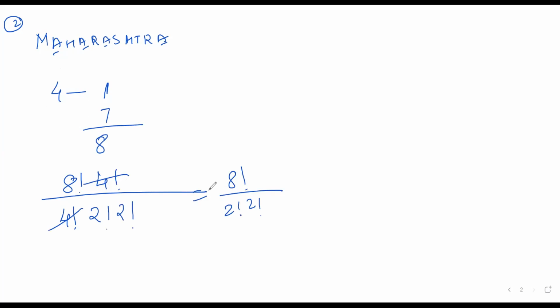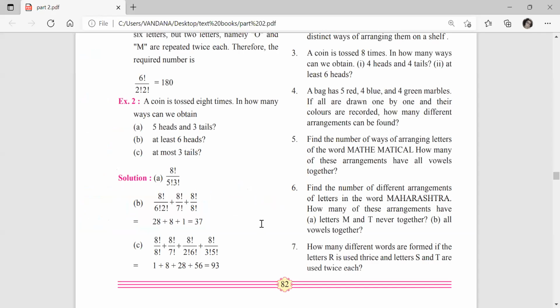See, all other conditions are same, always together, never together, no two are together, whatever it is. It's all same, you will do it same. Only thing is that because there are alike objects, you will divide it by the given numbers. Let us go to the next sum.